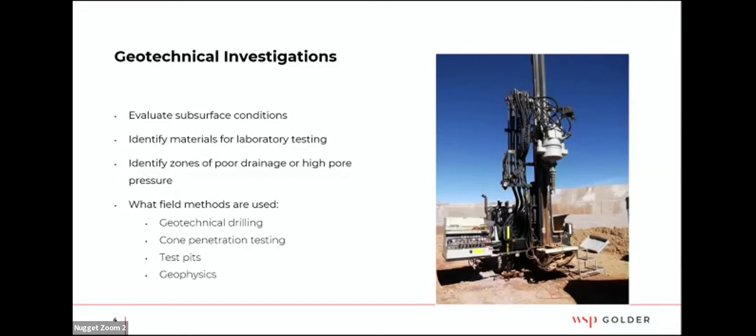So what we need to do is collect samples from the heap at various depths and gather samples for laboratory testing. And do we have zones of high pore pressure built up inside the heap? You may not see it, but it could be in there. Things we can do to identify what's going on inside the heap include geotechnical drilling and cone penetration testing, which is a pretty good tool for identifying subsurface conditions. It can also give you pore pressure conditions, material behavior types, a whole variety of things.